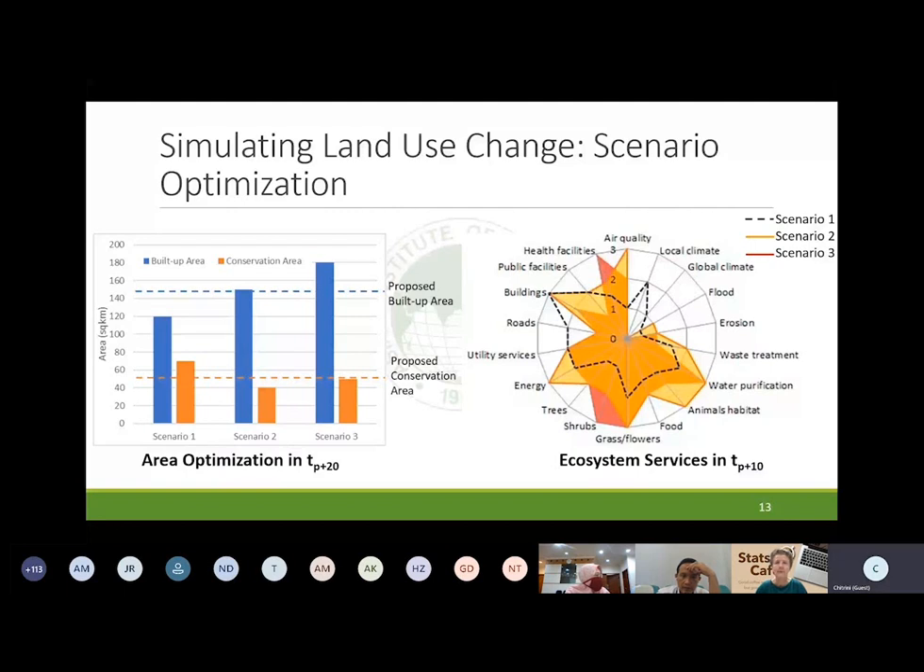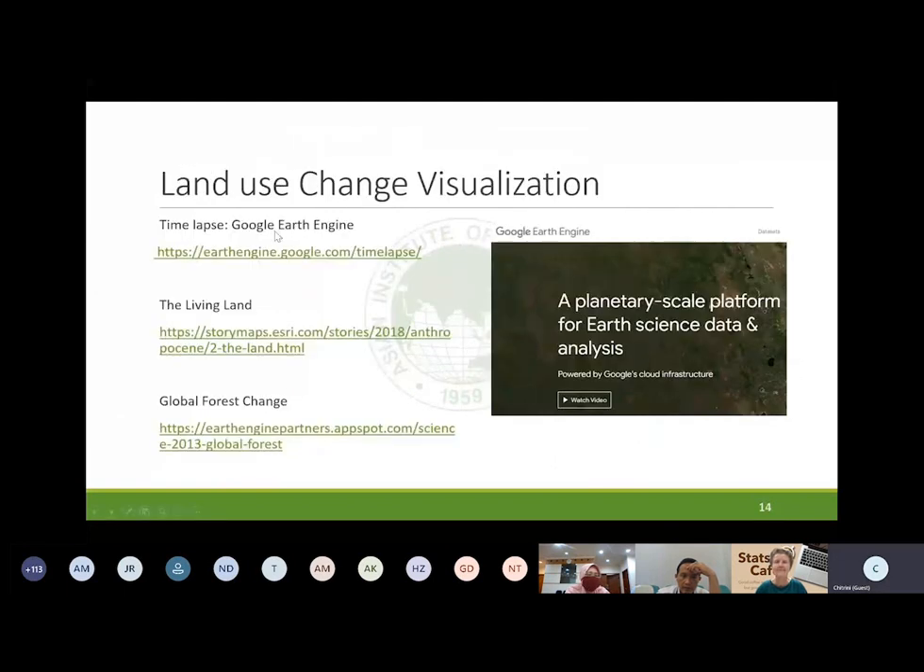So these are some platforms I thought will be useful to visualize land use change, and you can also do land use change work if you are interested to learn. This is an example of Google Earth Engine, which is being used. This is Living Atlas, which gives story maps. This is from Israel, showing how the global Earth is changing. And this is an example from Global Forest Change, which also uses Google Earth Engine in the back end.